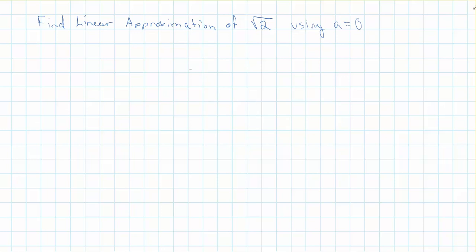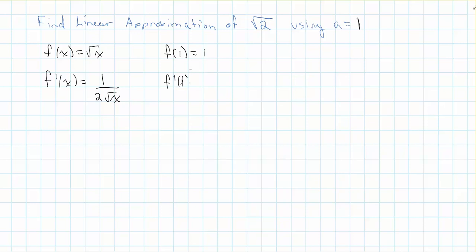So let's find the linear approximation of the square root of 2 using a equals 0. Okay, so we're still using f of x equals square root of x, so my f prime is still 1 over 2 square root of x, and since I'm using, I didn't say a equals 0, I meant to say a equals 1. We're going to use the same center. And so f at 1 is still 1, and f prime at 1 is still 1/2.